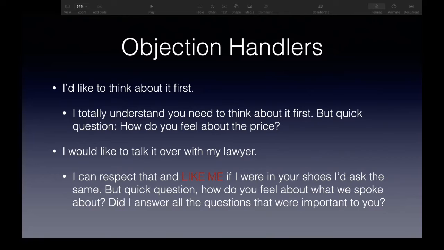As mentioned before, the objection handler for "I'd like to think about it" should be: "I totally understand you need to think about it. I respect that. But quick question, how do you feel about the price?" Usually when they say they want to think about it, it's because they don't like the price and we need to readjust something. Another objection: "I would like to talk it over with my lawyer." "I can respect that. And like me, if I were in your shoes, I'd ask the same. But quick question, how do you feel about what we spoke about? Did I answer all the questions that were important to you?"